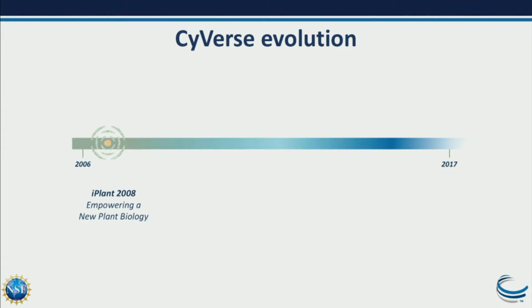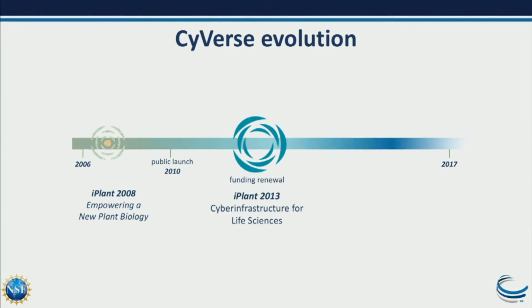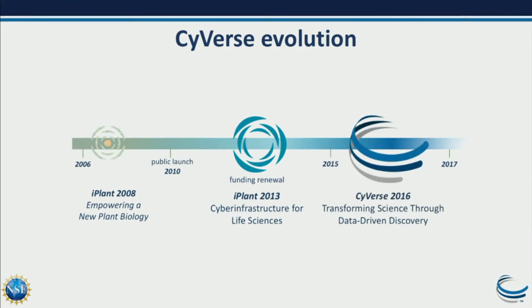The project itself was originally funded in 2008 and had the goal of empowering a new plant biology. It also had a different name, the iPlant Collaborative. That project continued to grow, and publicly launched tools appeared in 2010, followed by renewal and funding in 2013, where we started thinking about the entire life sciences, and a renaming of the project in 2016 really opened us up to this idea of data-driven discovery for all of the life sciences.